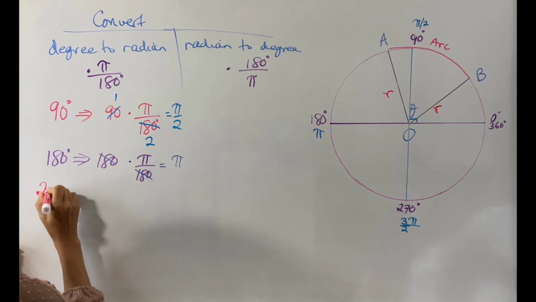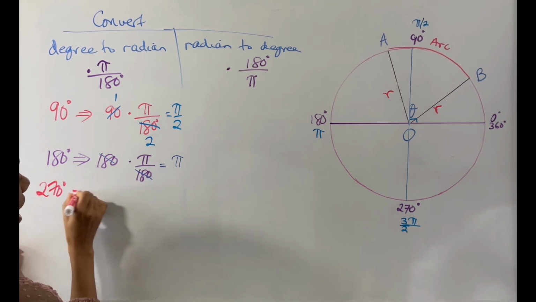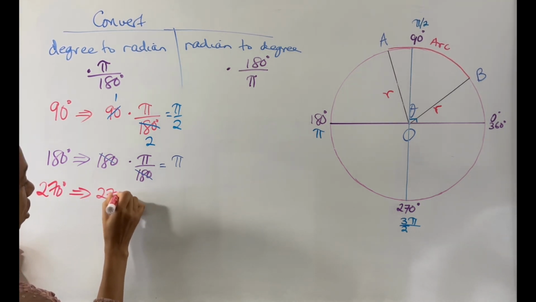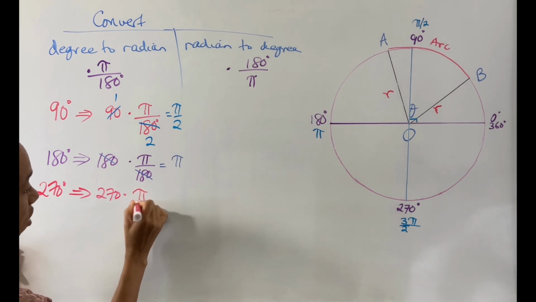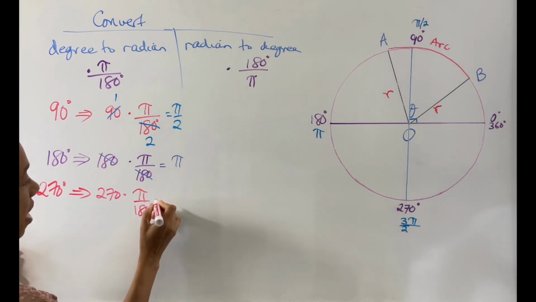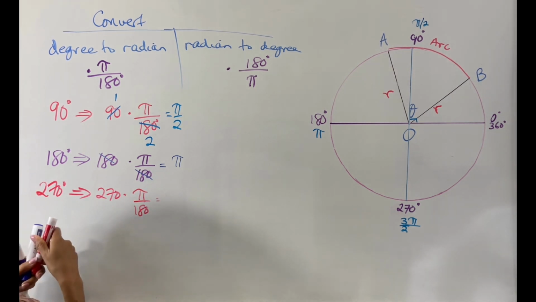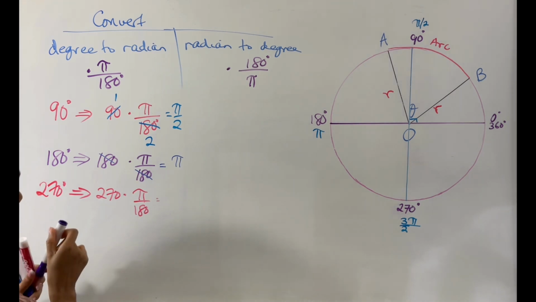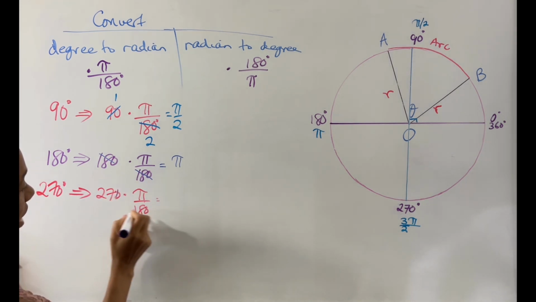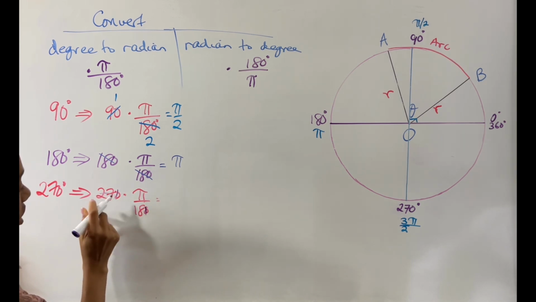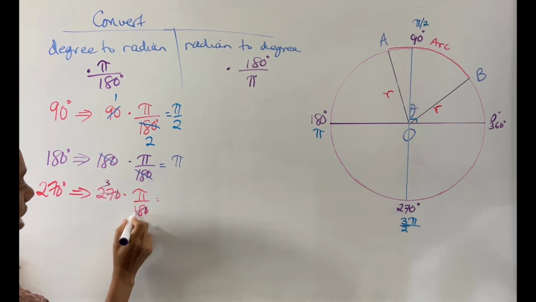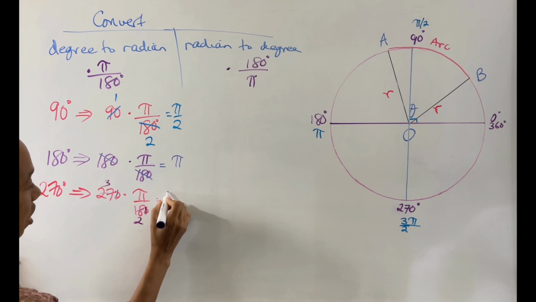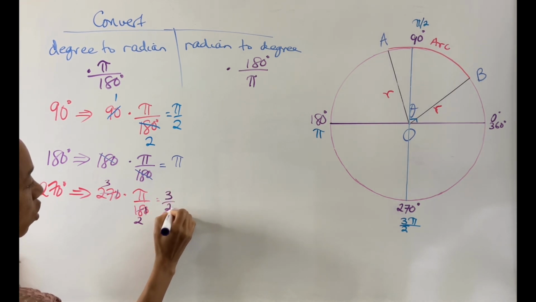So let's try for 270 degrees. For the 270 degrees, you're going to multiply that by pi over 180 degrees, and you are going to reduce this. When you reduce this, get rid of the zeros there: 9 into 27 is 3, 9 into 18 is 2. So your answer will be 3 over 2 pi.